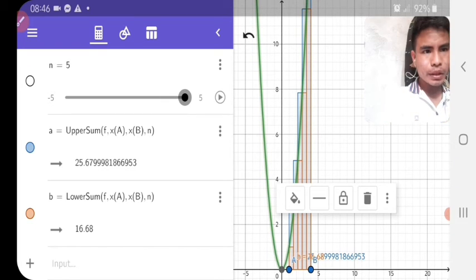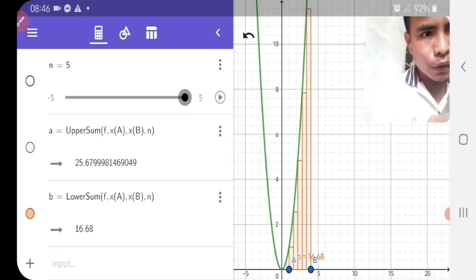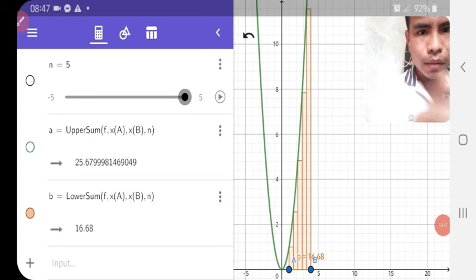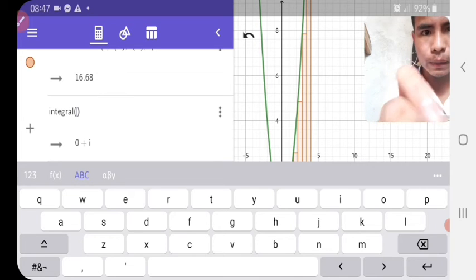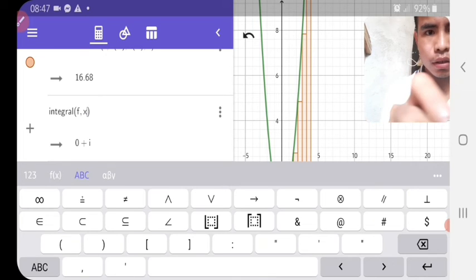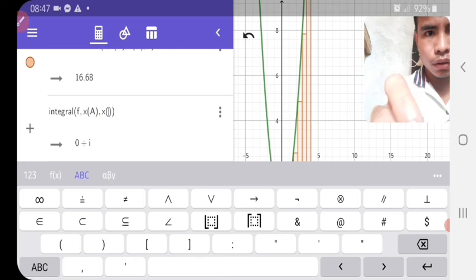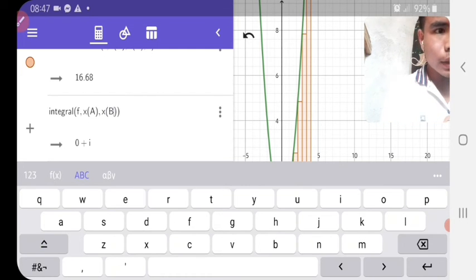This is the size of the partition, where each rectangle has the size of a partition, and we are going to find the area of each rectangle. Then the area of the first rectangle, the second rectangle, up to the fifth rectangle, we add together to have a better approximation of the curve. But the actual value of the area under the curve is this one: the integral of f of x from a to b.